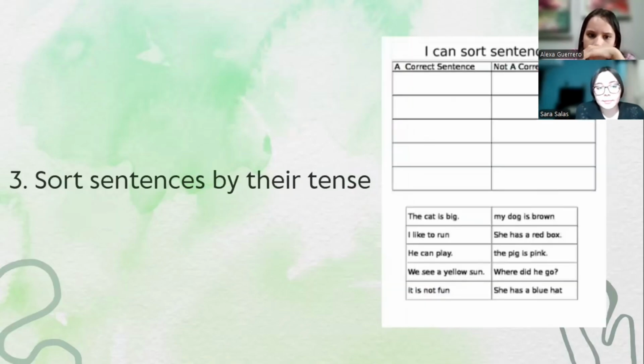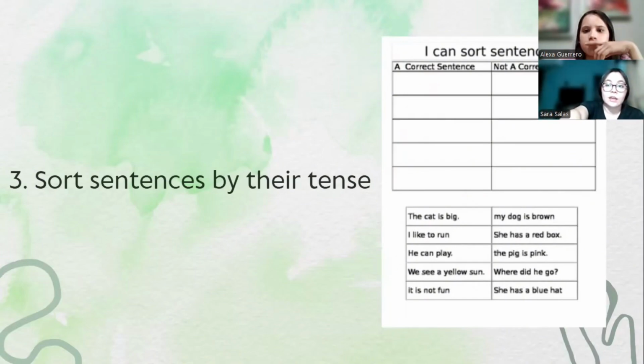For activity number three is sort sentences by their tense. This is for identifying and categorizing verb tenses, as you can see in the picture. Well, step number one is prepare a mix of sentences or a worksheet using different tenses like present, past, future, etc. And step two is provide each group with a set of sentences, cards, or worksheets.